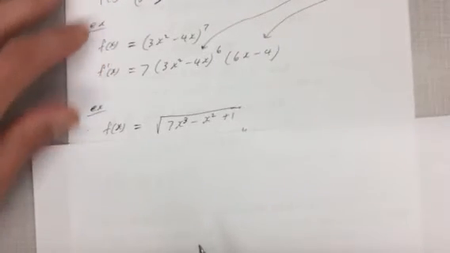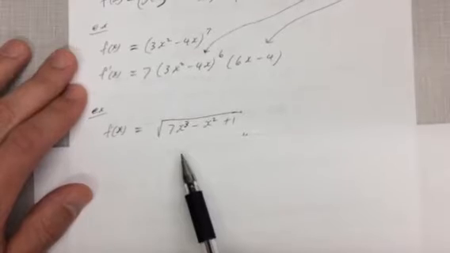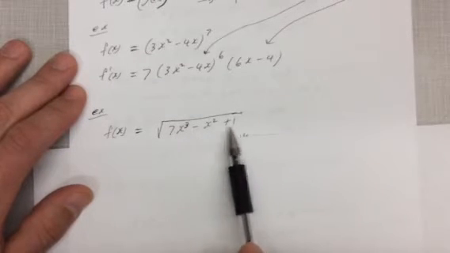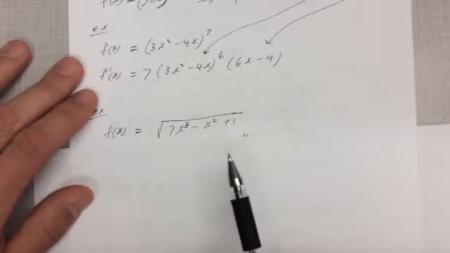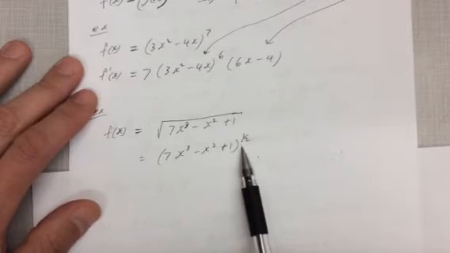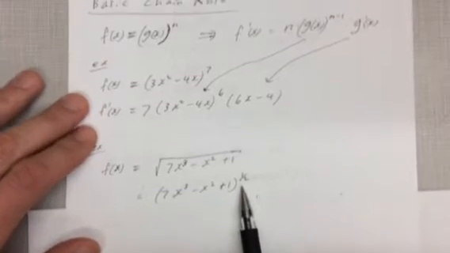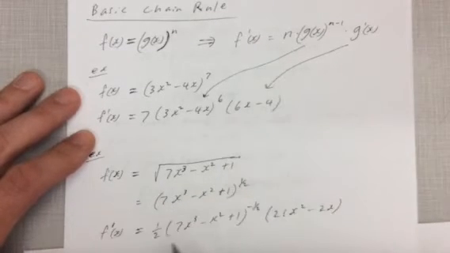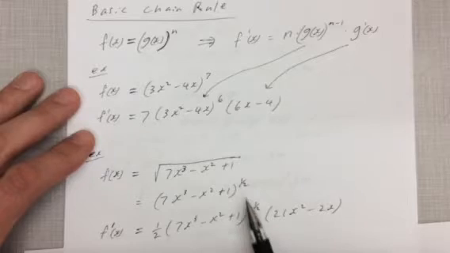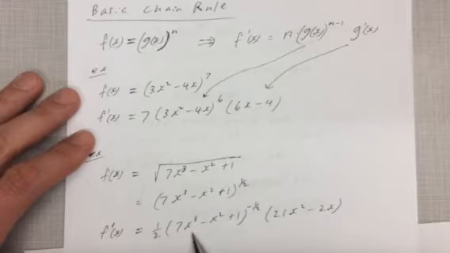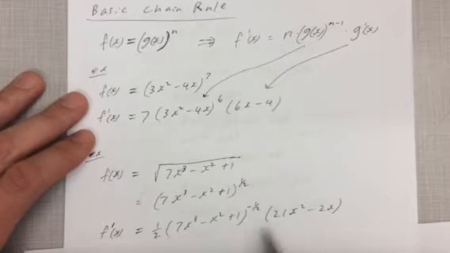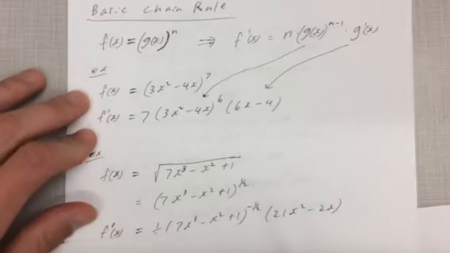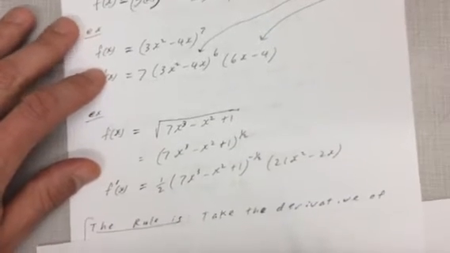Okay, another example. If you had the square root of 7x cubed minus x squared plus 1, that's the same as having a power of 1/2, so we can use that same rule again. Bring the power down in front, which is 1/2. Reduce it by 1. Remember, 1/2 minus 1 is negative 1/2. Keep the inside function the same, and then multiply by the derivative of the inside, which is going to be 21x squared minus 2x. Okay, so that's the chain rule.